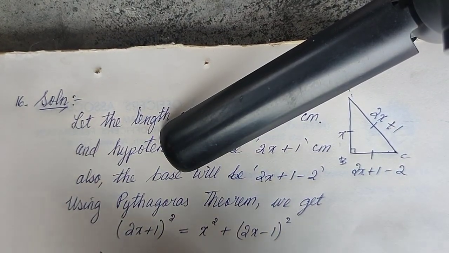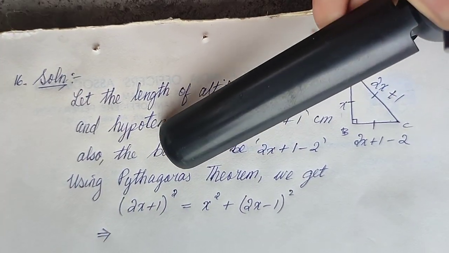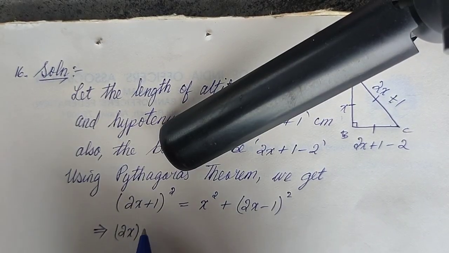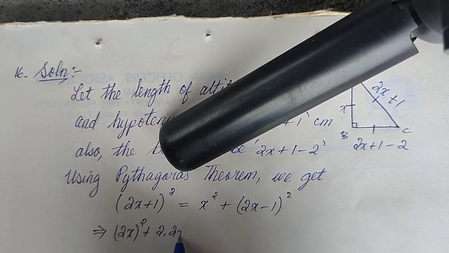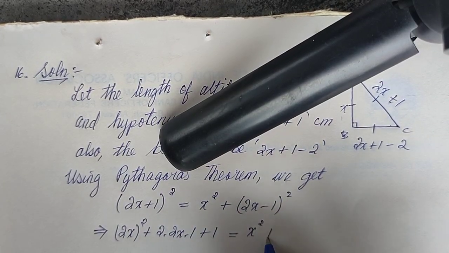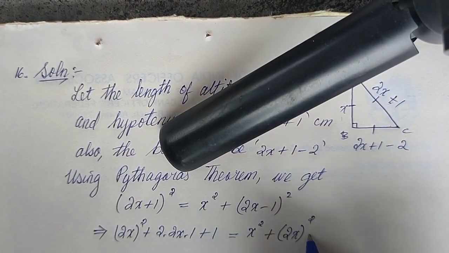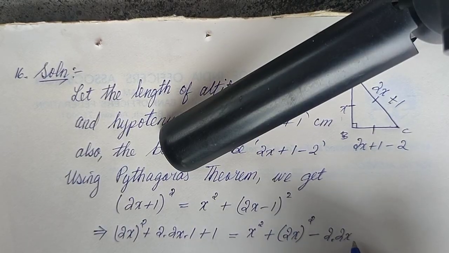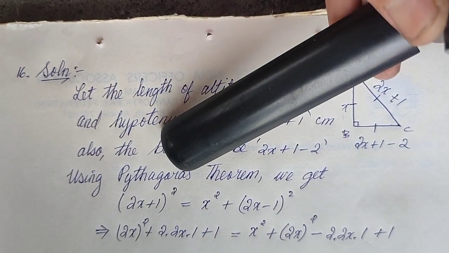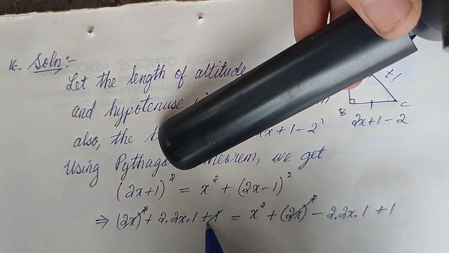Recall the identities: (a plus b) whole square is a squared plus 2ab plus b squared, and (a minus b) whole square is a squared minus 2ab plus b squared. Here the 1 squared and 1 squared cancel out.